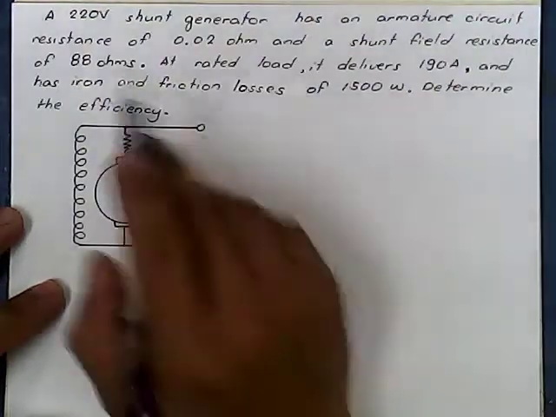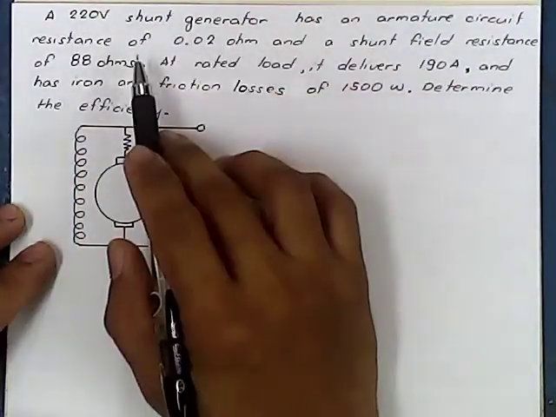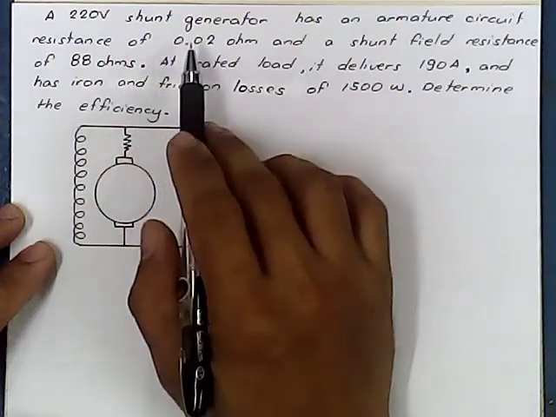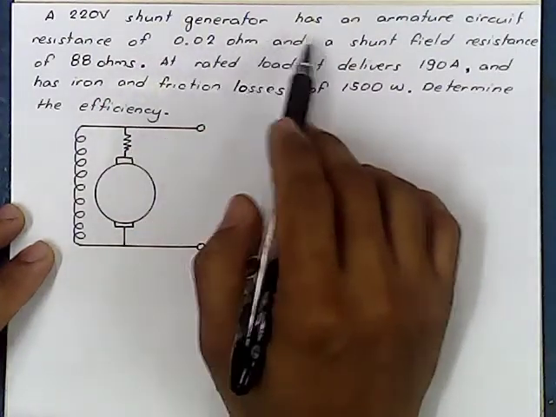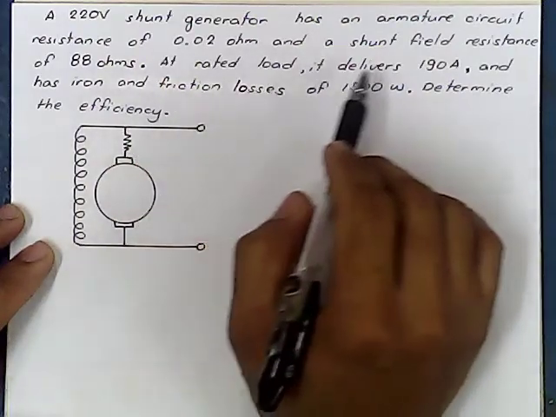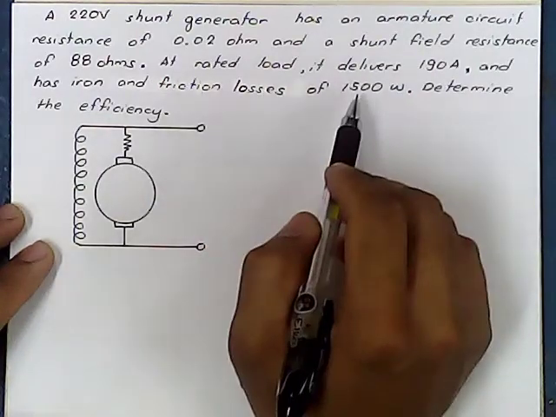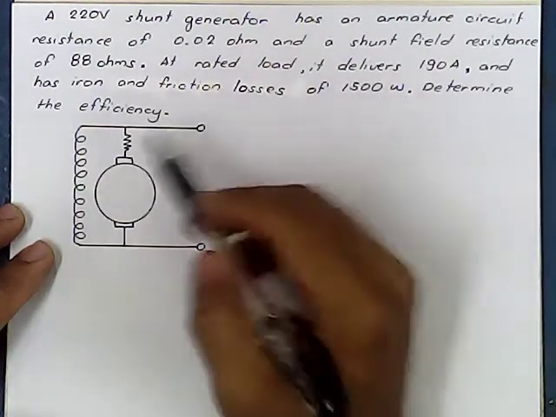Another problem we have here, a 220 volt shunt generator has an armature circuit resistance of 0.02 ohm and a shunt field resistance of 88 ohms. At rated load, it delivers 190 amperes and has iron and friction losses of 1,500 watts. Determine the efficiency.